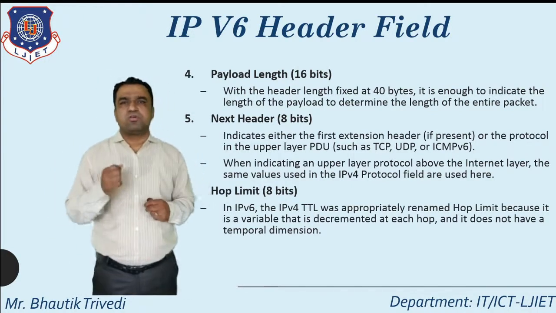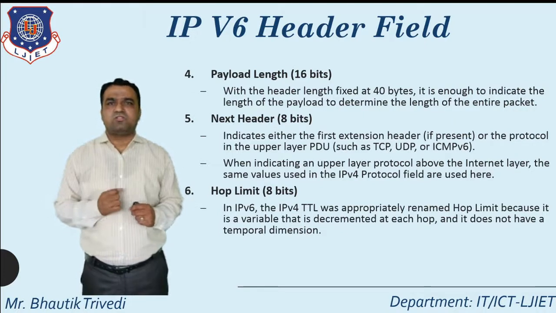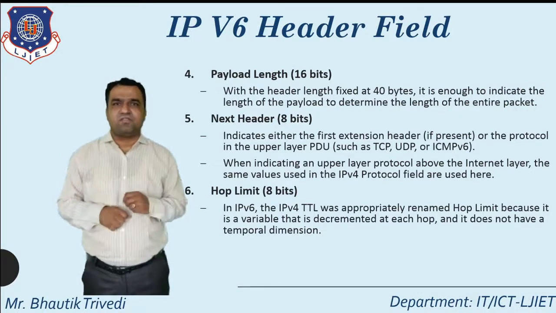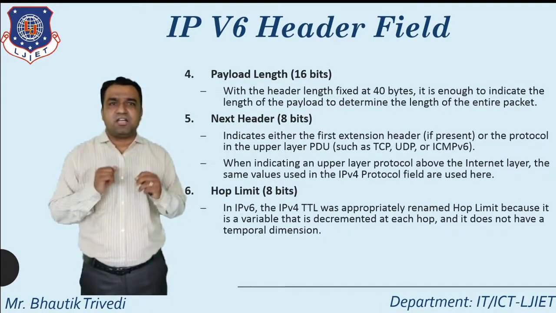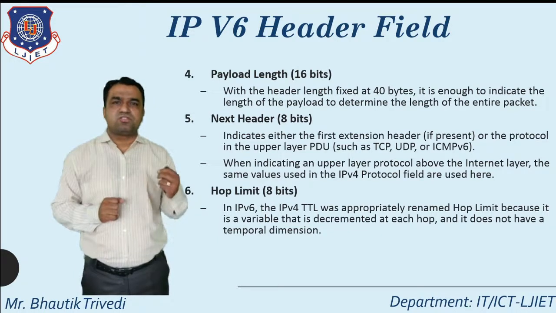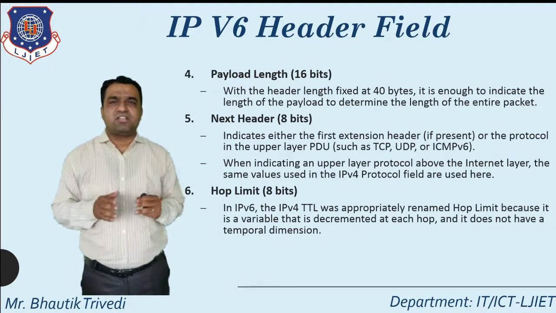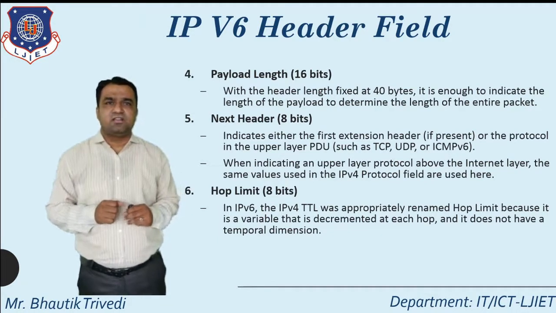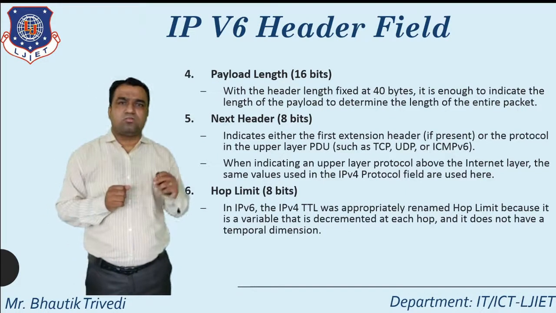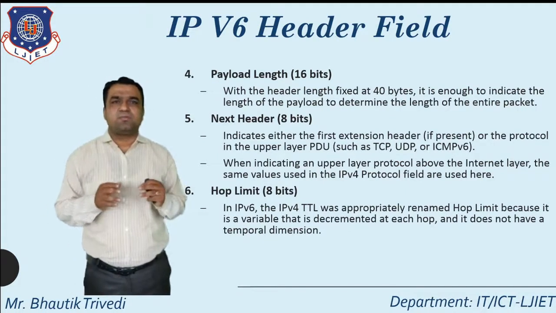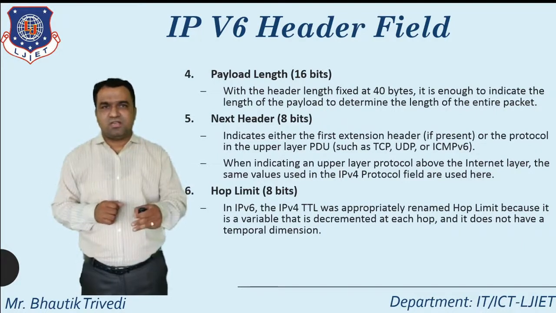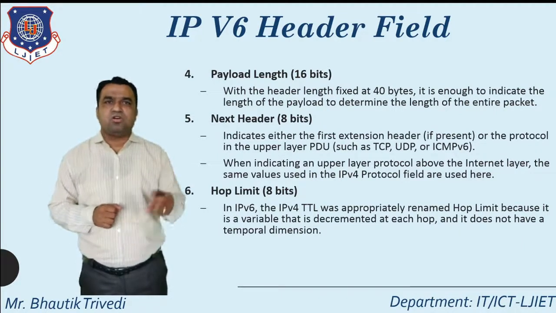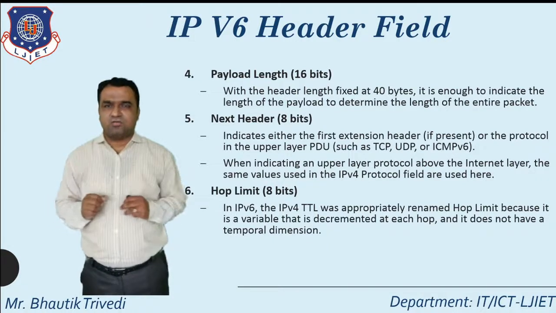After that, one most important field that is part of the IPv6 header is known as the next header field. How many bits does the next header field contain? It contains 8 bits. So why do we use the next header? The next header generally indicates the protocol from the upper layer, which is known as the PDU. In this PDU, TCP or UDP or ICMP is part of it.